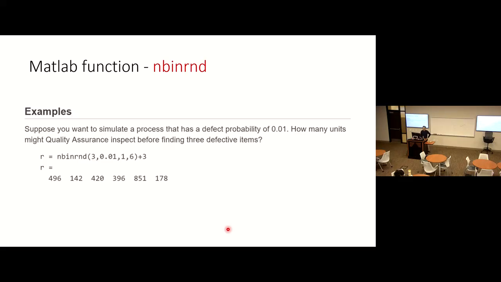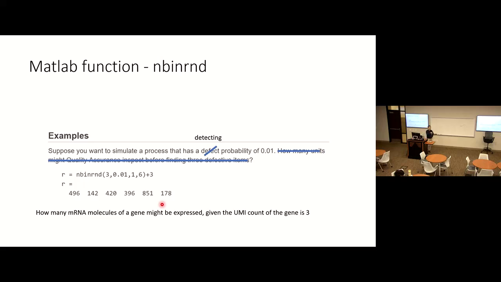So we detect the defect product here, but now we are detecting UMIs from the cell. We detect 3 as the UMI of that particular gene's expression, but that gene's expression level should be 496 or 142. It's a much larger number, not 3, because our detecting probability is low. Okay?